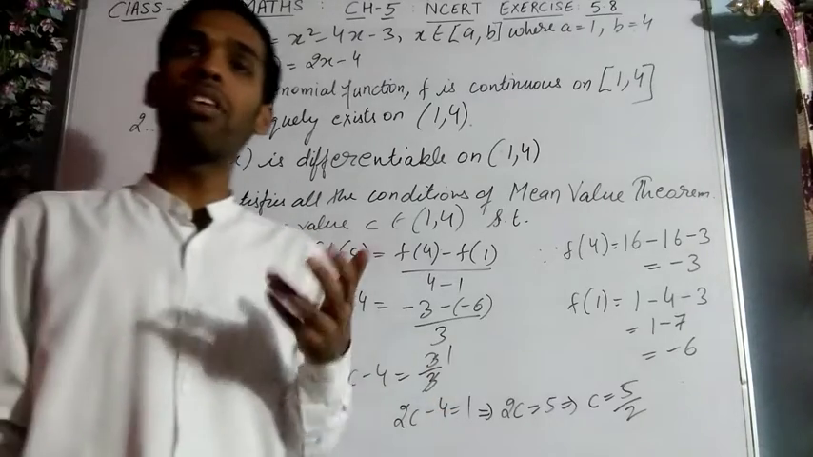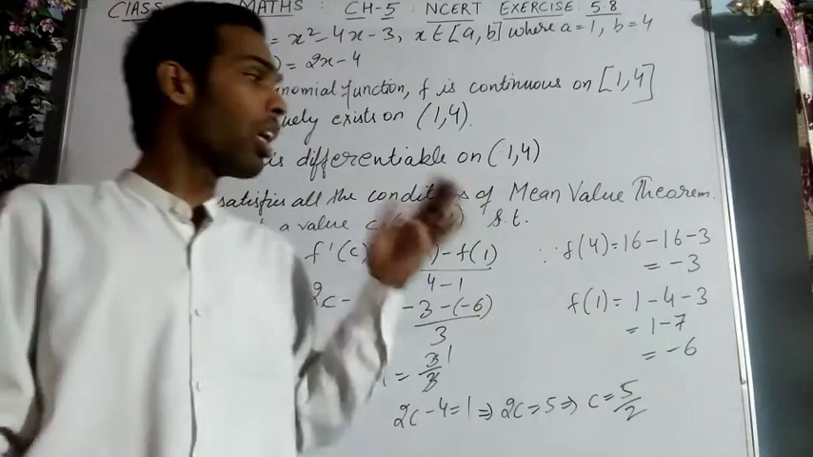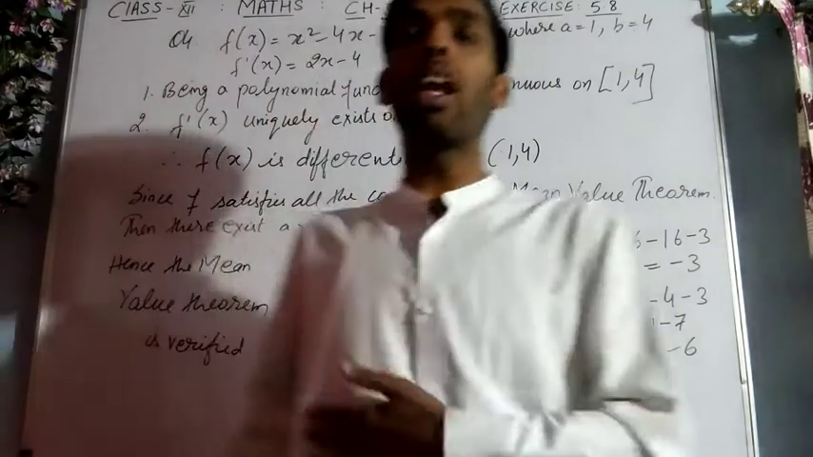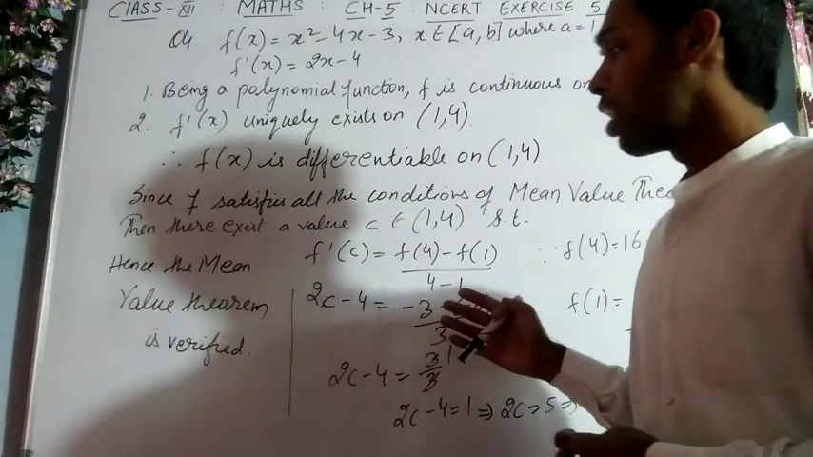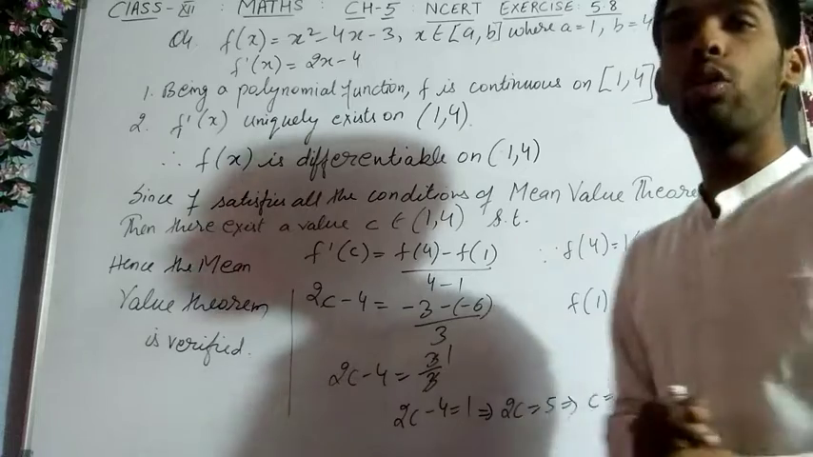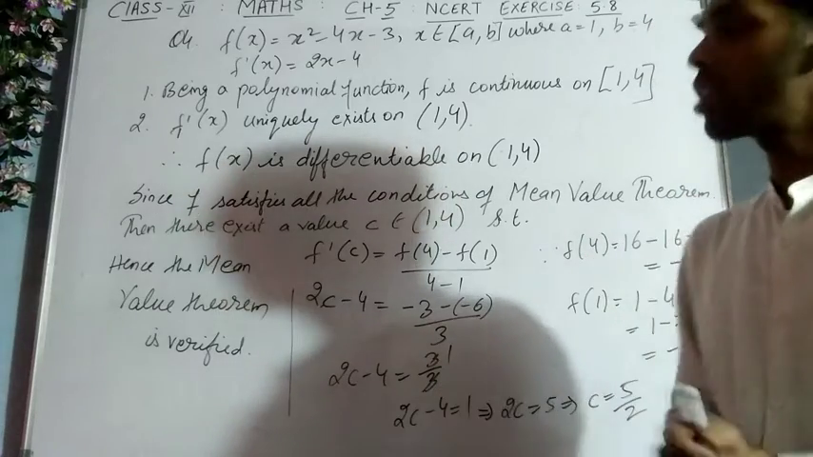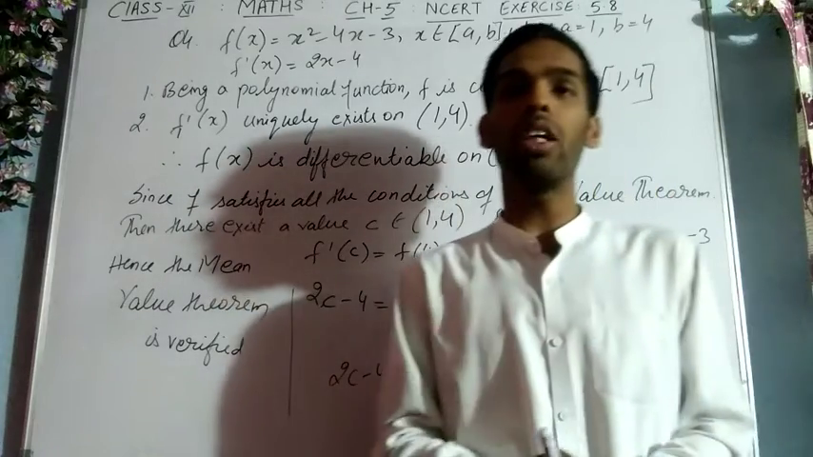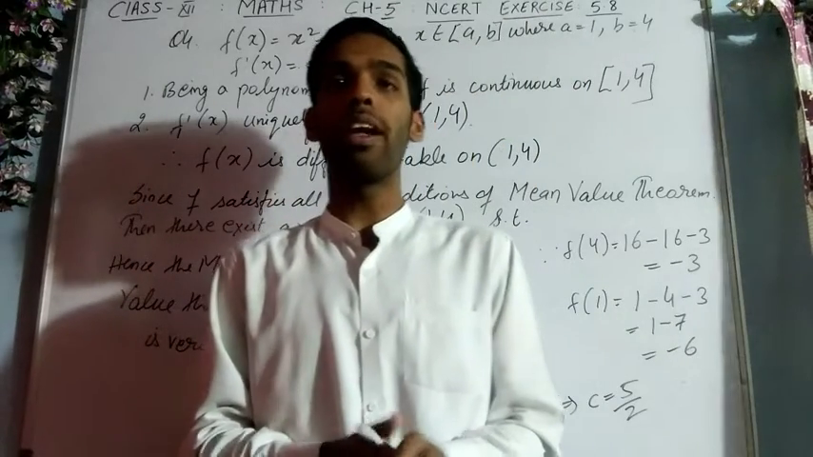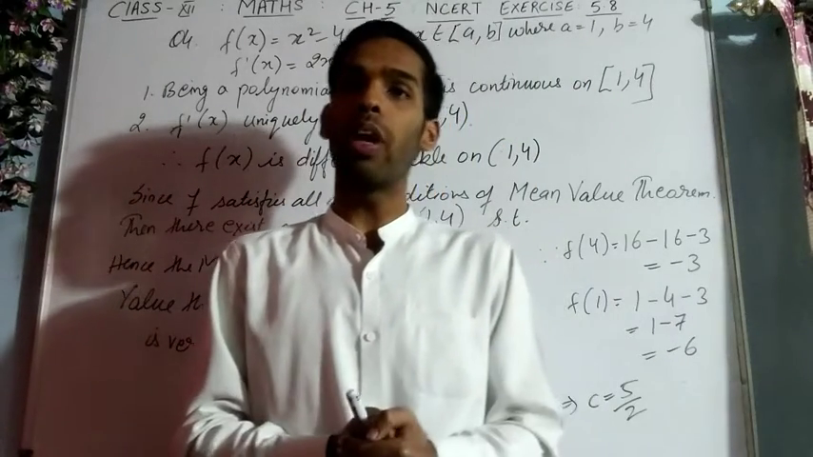In Rolle's theorem, there were 3 conditions which were to be satisfied. In mean value theorem, you have to satisfy 2 conditions. After that, the very last condition, which is to be useful to find out the value of c, which must exist between this open interval a to b, that is 1 to 4. So we have proved this question. So today, students, we have done 2 questions from exercise 5.8. One is based upon Rolle's theorem and another is based upon Lagrange's mean value theorem.